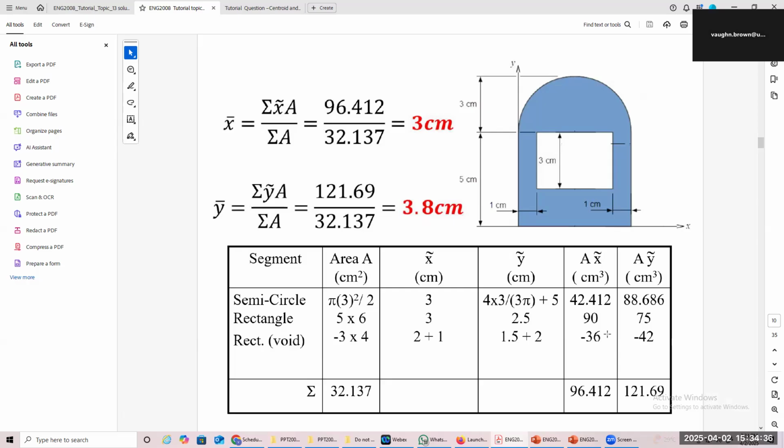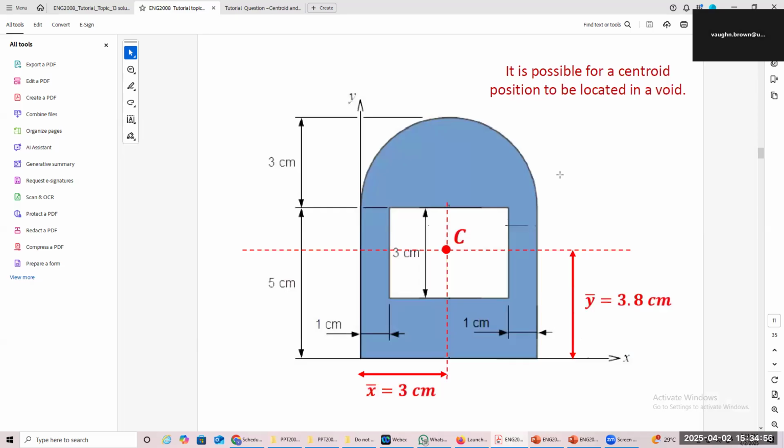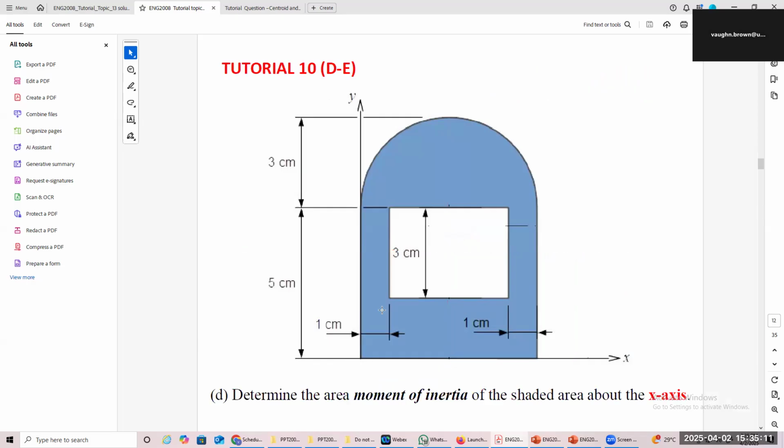So you simply add the columns. Make sure that you subtract what needs to be subtracted for all of the columns, and see the answer up here. So look, x bar is just proving to you that it is always 3 and it's going to remain 3 for all of the figure. And then y bar now is going to be 3.8. So you can look and see your y bar is 3.8. All right. So as they say, it is possible that the centroid can be located in the void area or the negative area. All right. Let's move on quickly.